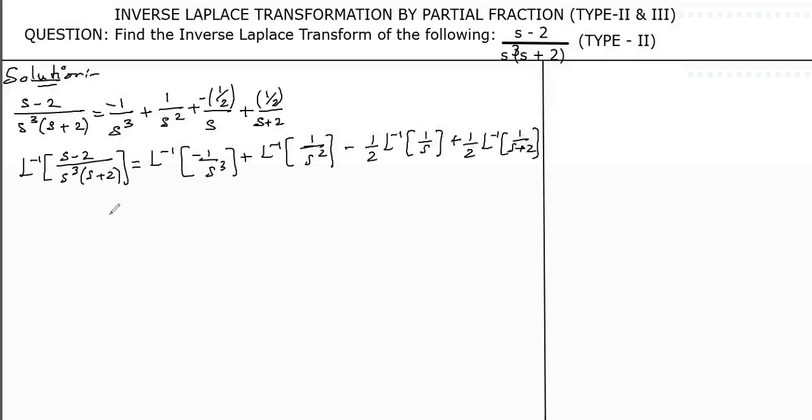Now what happens? Minus is there, I'm taking outside. So 1 over s cube is like the formula t square over 2 factorial. And here Laplace inverse of 1 over s square is t, minus half is there, and 1 over s, the value is positive 1, and plus half times Laplace inverse of 1 over s plus 2 is e to the power minus 2t. And this is the answer finally.